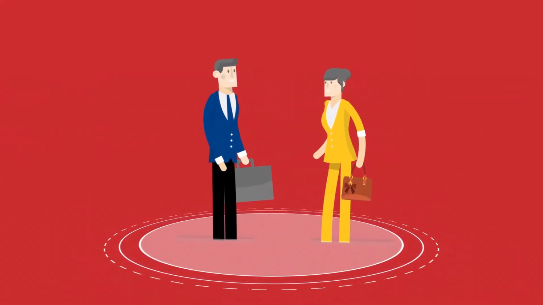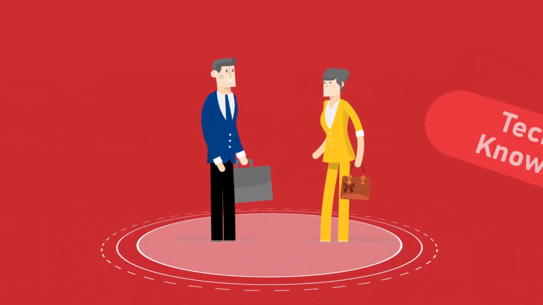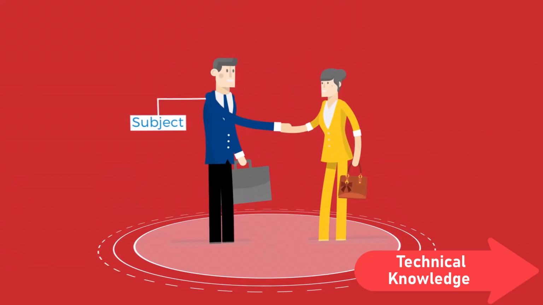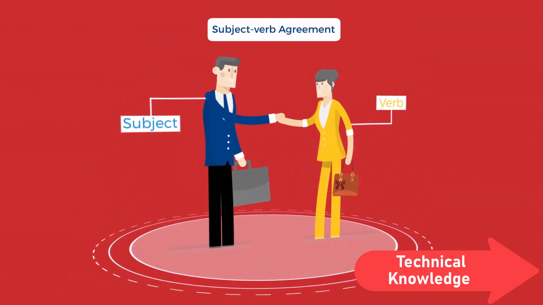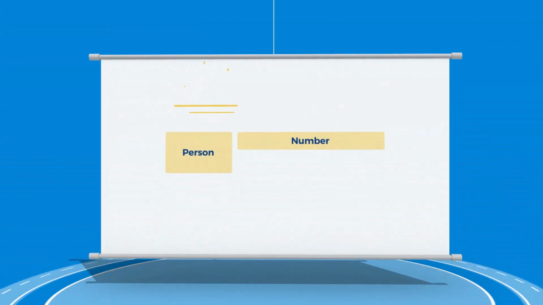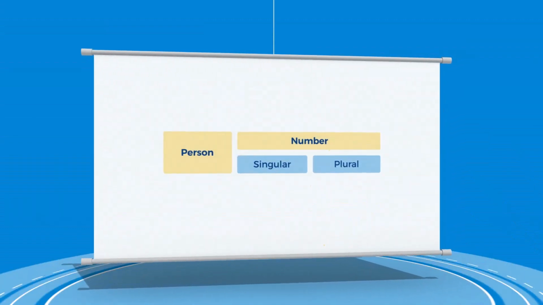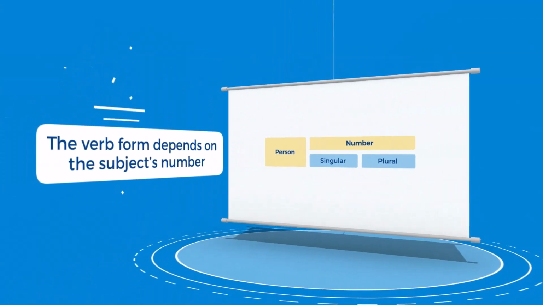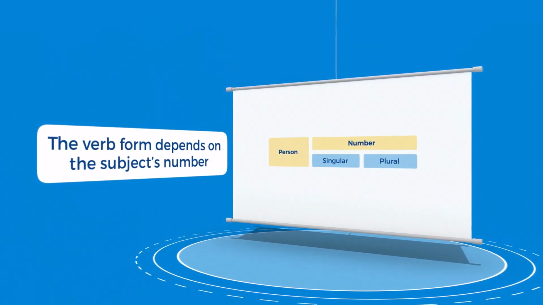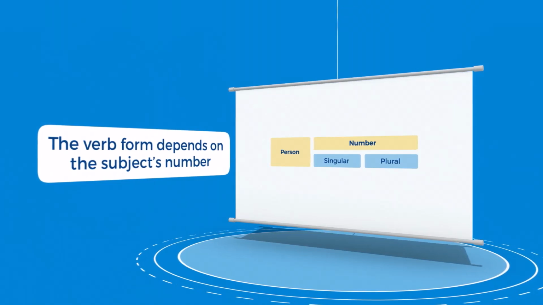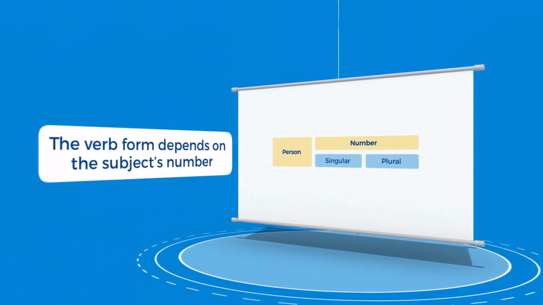For sentences to make sense, there's a basic principle you should remember. The subject and its corresponding verb must agree in number and in person. A subject can be singular or plural, as in I or we. The correct form of a verb depends on the subject's number. A verb's person indicates whether the action or state is that of the person speaking.